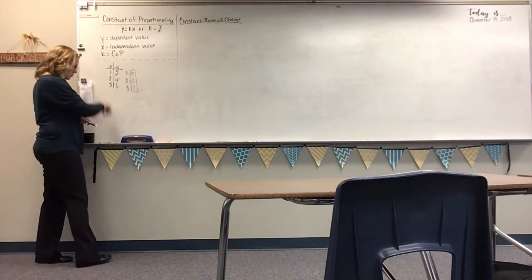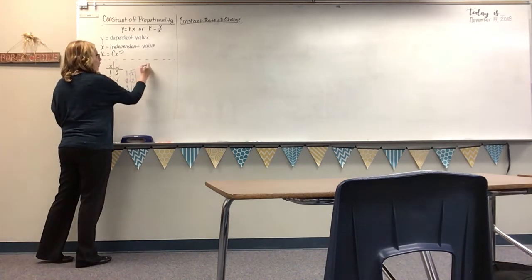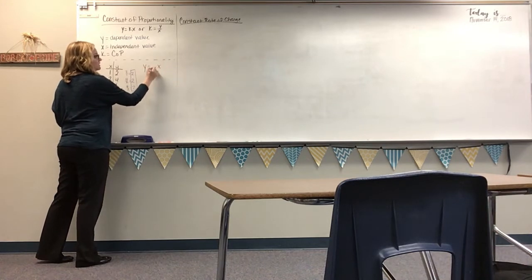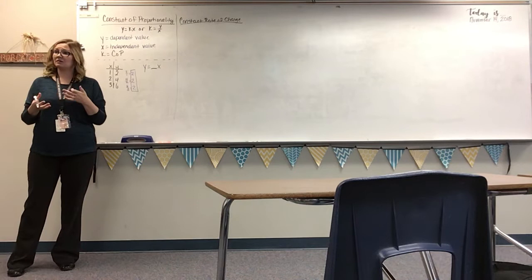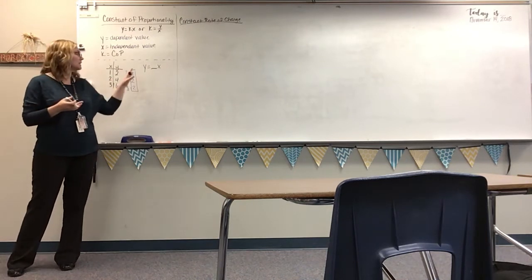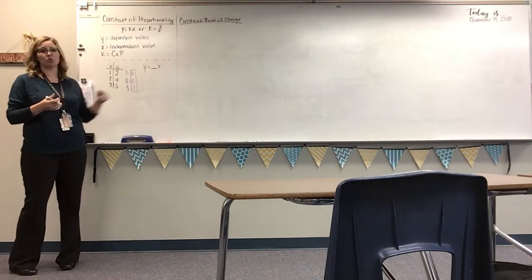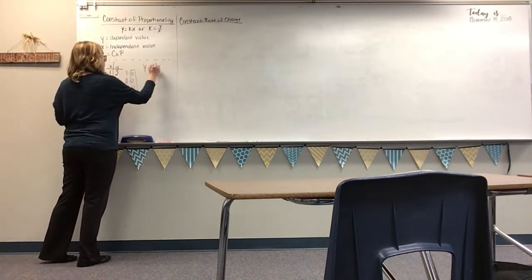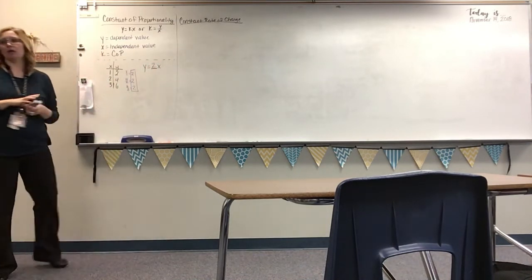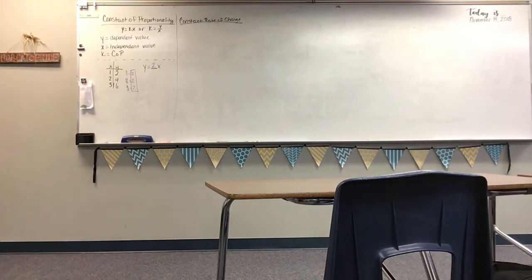So my equation is y equals kx. I want the y and the x to stay the variables because that's what I'm plugging in, right? And it's the k that I'm replacing. So what would my k be? 2. So it's going to be y equals 2x is my equation. Does that make sense?